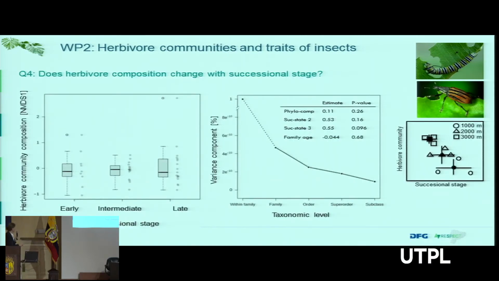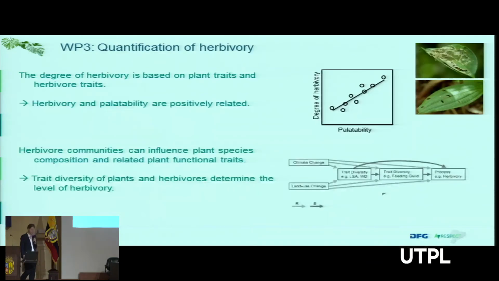And if we then plot this first axis of the NMDS ordination against the early, intermediate, and late successional stages, you see there is no change, no significant difference, just a trend towards a difference on the late stage. But we also looked at phylogeny and family age, and we see that most of everything is explained at the family level, because we couldn't come across morphospecies towards the species level. So I think if we use the traits there, we will most likely see changes towards a later stage of the project.